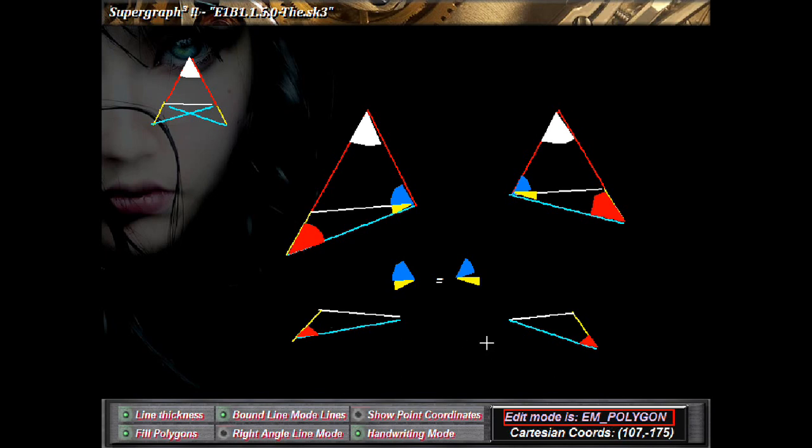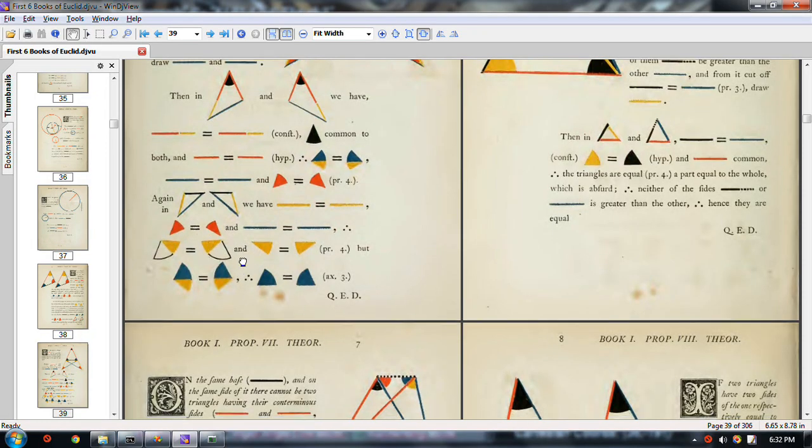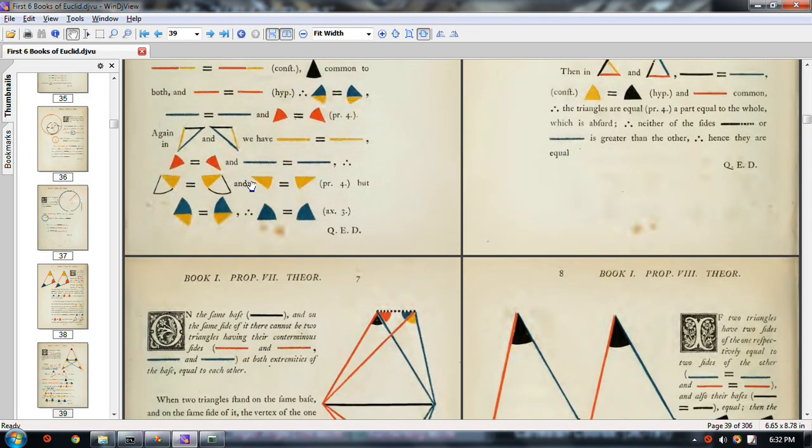Okay, those are common. So we got a common. We got these equal, another common angle, actually, and the yellow is equal. These are completely equal in every respect, right?